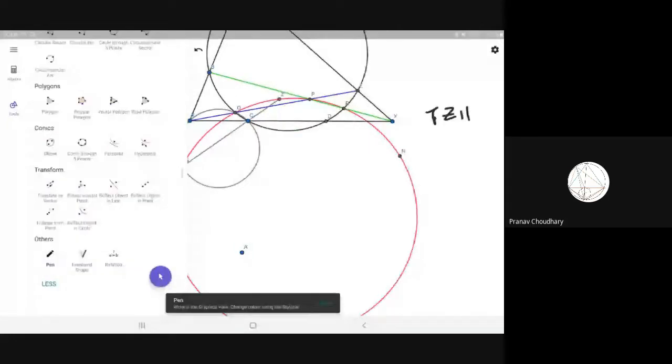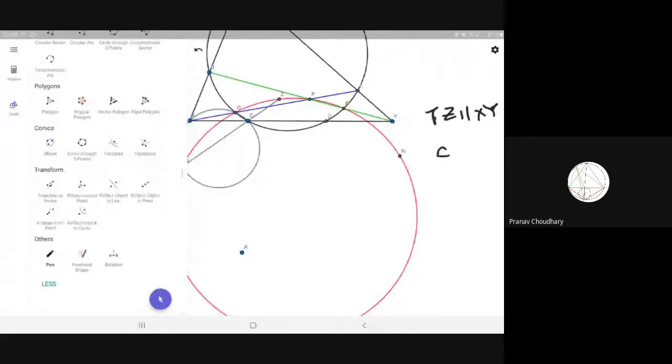CZ is parallel to XY and CQXM is cyclic. Yeah, this is interesting. That's what we did.